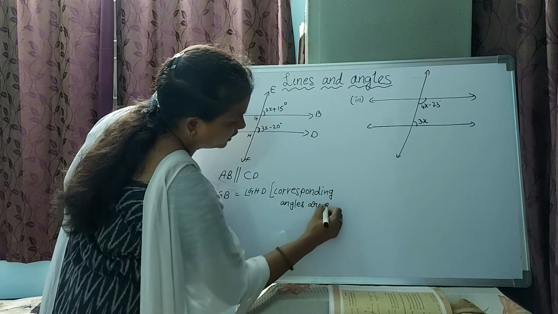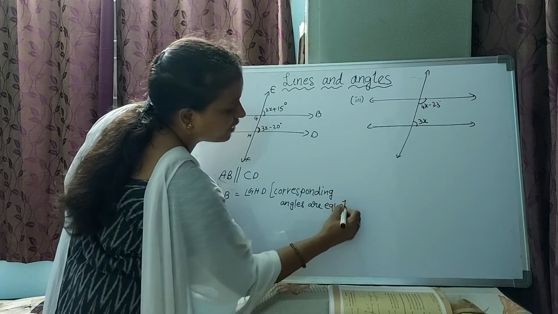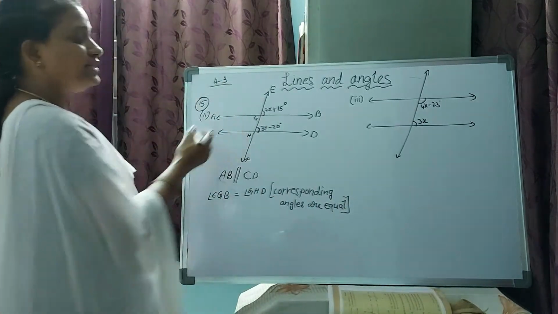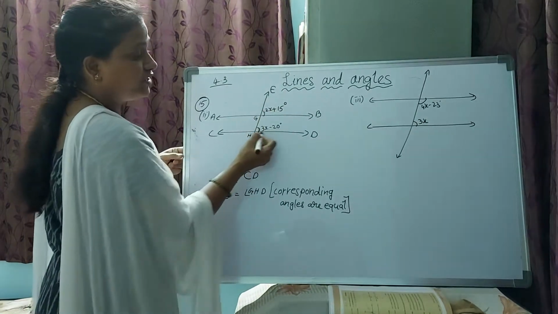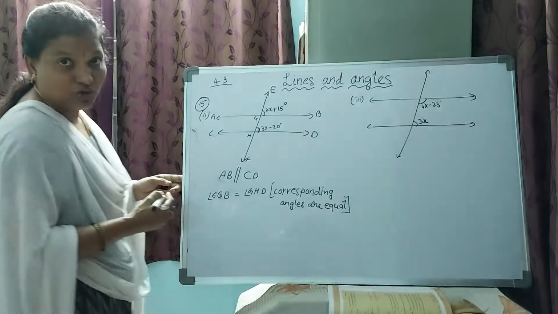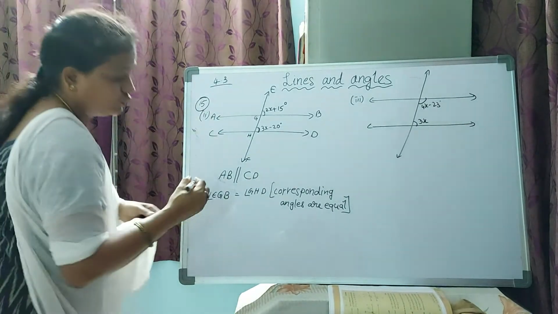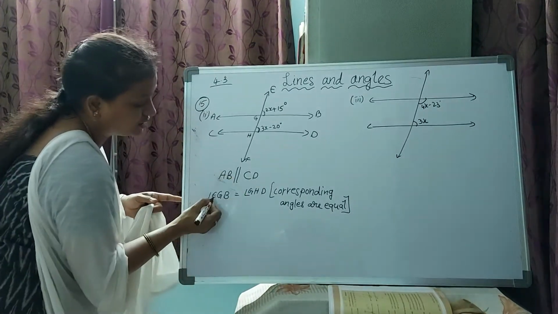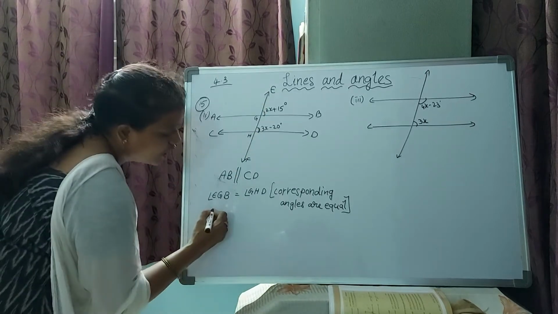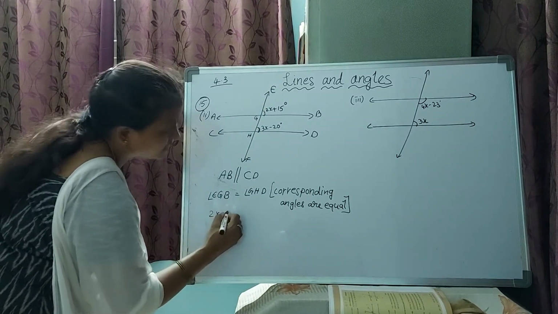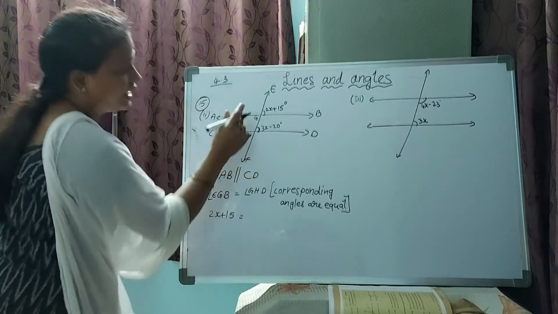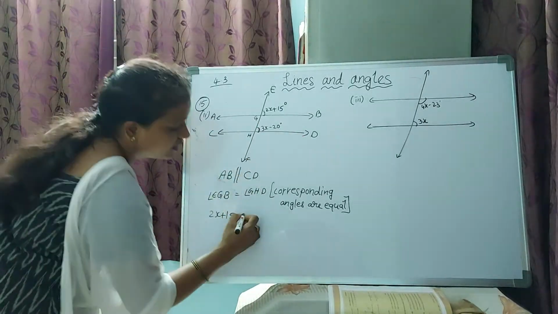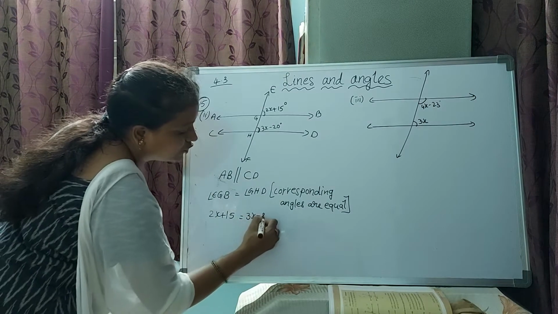Corresponding angles are equal, but they didn't give any value for you. Exactly, they didn't give any value, but they are in linear equations. Even though, we can solve those two equations. Just write: angle EGB is nothing but 2x plus 15 is equal to angle GHD, which is nothing but 3x minus 20.